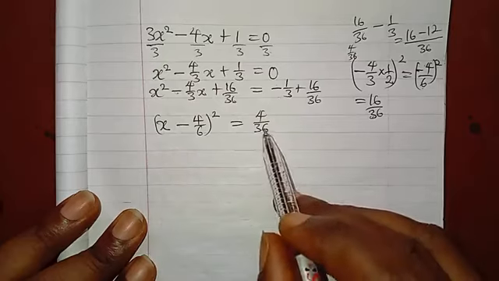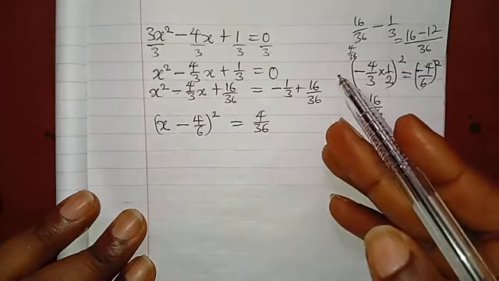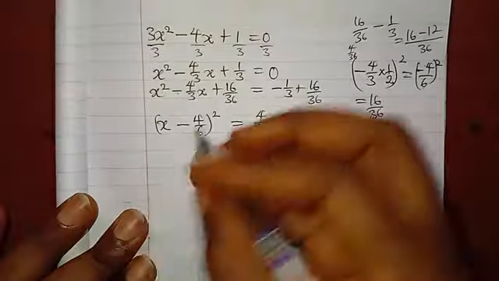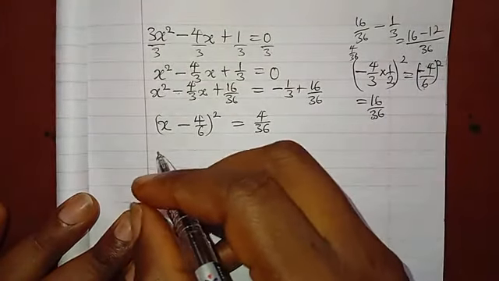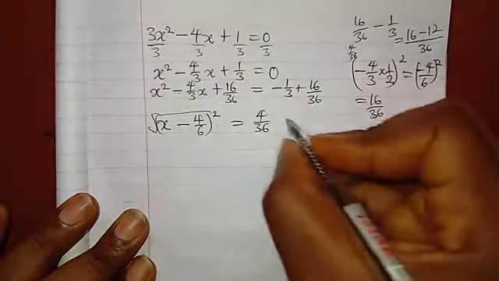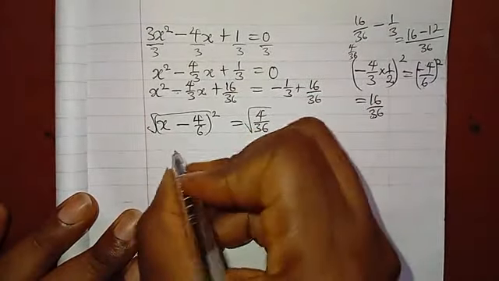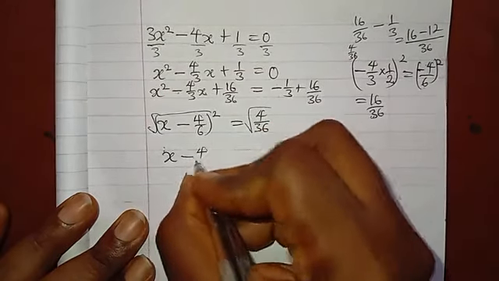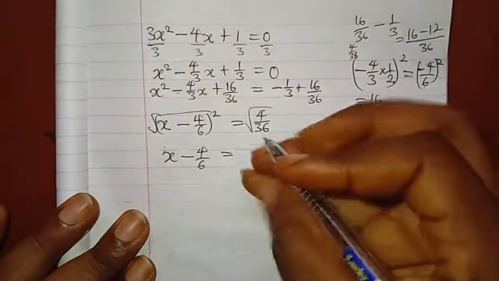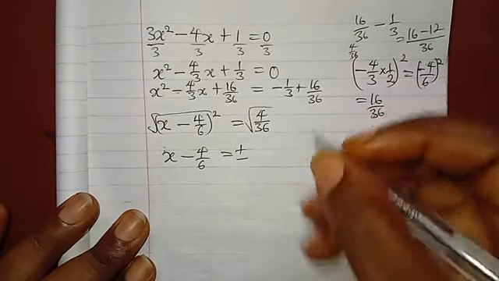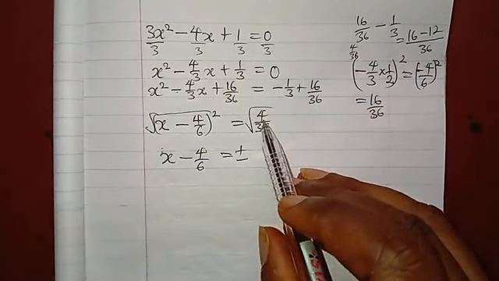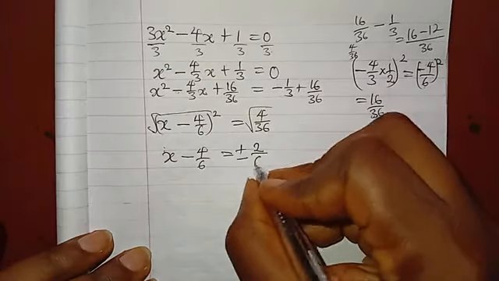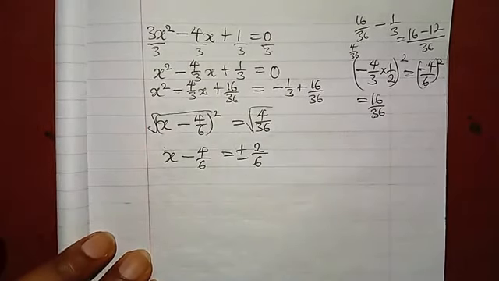Now, we can get this to its lowest terms, or we can leave it. Let's just leave it as this. So now, we are going to get the square root of both sides as x minus 4 over 6 is equal to plus or minus the square root of 4 is 2. The square root of 36 is 6. So plus or minus 2 over 6.